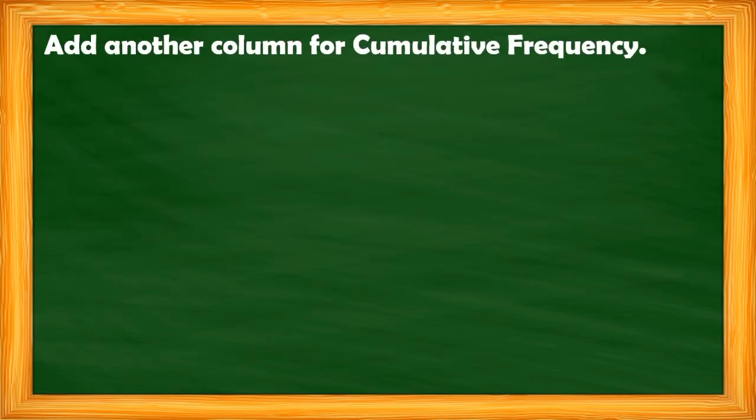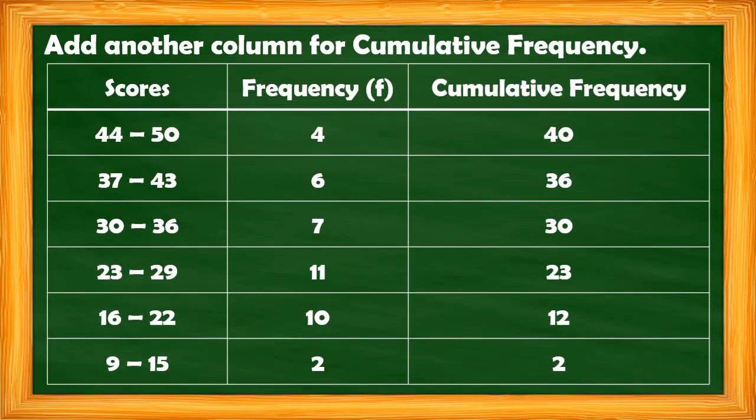So, add another column for cumulative frequency. So, ito na yung ating other column. Okay. So, sir, paano po nakuha yung ating cumulative frequency? So, let's discuss natin. So, dito sa 9 to 15, ang frequency niya is 2. So, ikakopy lang po natin yung 2. And then, mag-a-add tayo pataas.